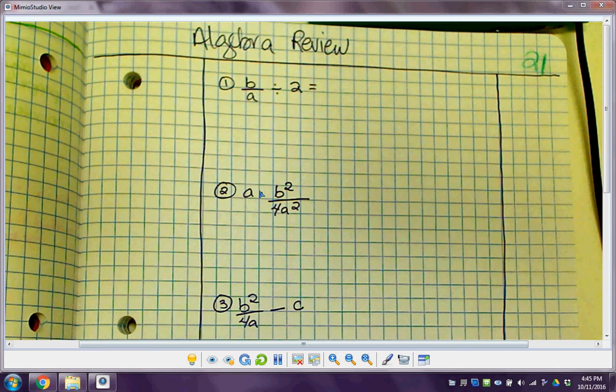So we need to do a little algebra review in preparation for our lesson tomorrow. So take a second, pause the video, and write down these three problems.